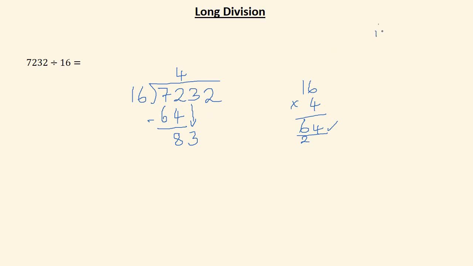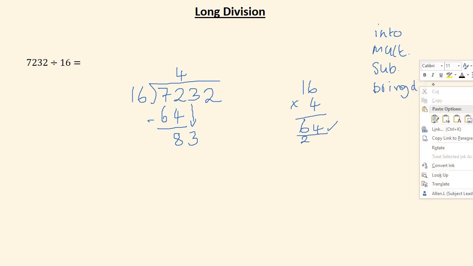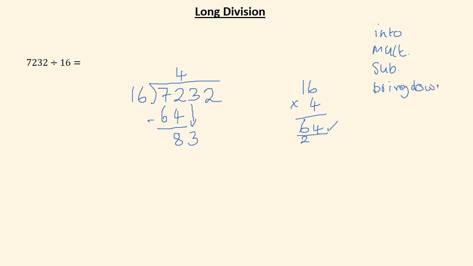So what we're kind of doing is we start off with into, okay, and then we multiply. So we do 16 times the 4, write that underneath. Then we do the subtraction, okay, so we did 72 take away 64 to get the remainder, and then we bring down the next term, okay, and by doing that, what we then do is we go back up to the top and we start again until we've run out of numbers.